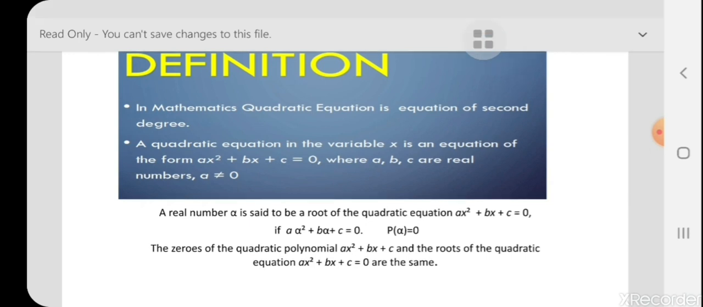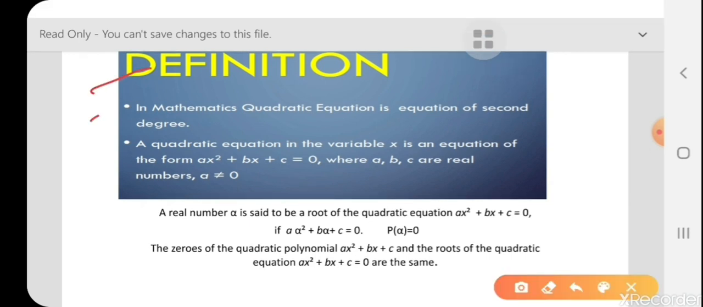I will read only this portion, which you have already learned. A real number alpha is said to be a root of the quadratic equation ax square plus bx plus c is equal to 0 if a alpha square plus b alpha plus c is equal to 0. Alpha will be a root of the quadratic equation only if a alpha square plus b alpha plus c is equal to 0. Only if this condition holds will it be a root of the quadratic equation, otherwise it will not be a root.